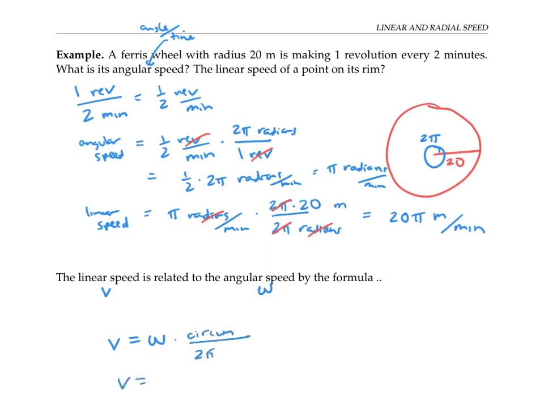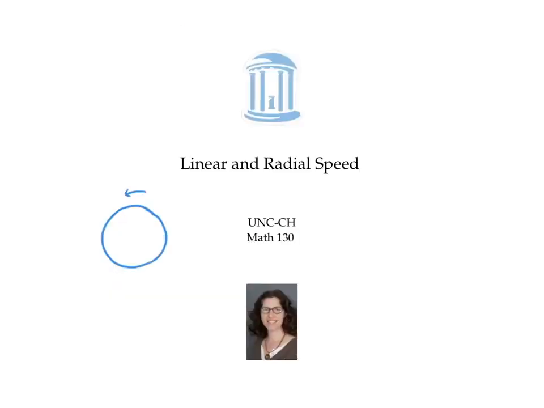But since I know that my circumference is by the formula 2 pi r, the 2 pi's cancel, as they did in the previous problem. That shows that the linear speed is angular speed times r, where r is the radius of the circle. In this video, we defined linear speed and angular speed and found that linear speed is angular speed times the radius of the circle.